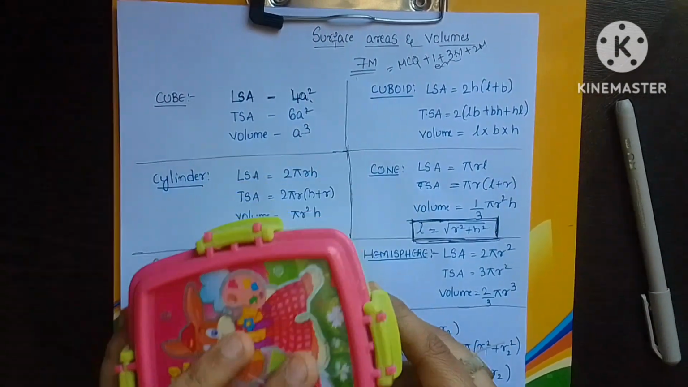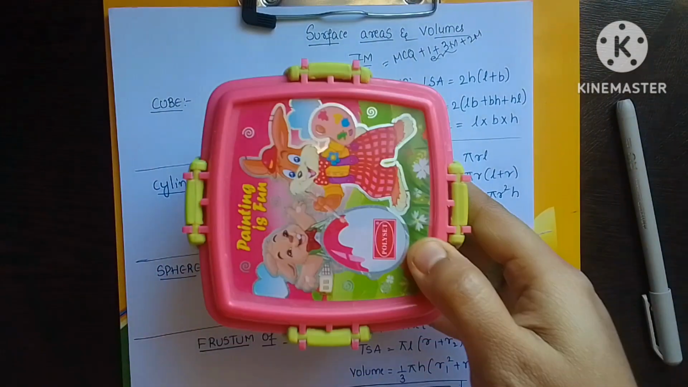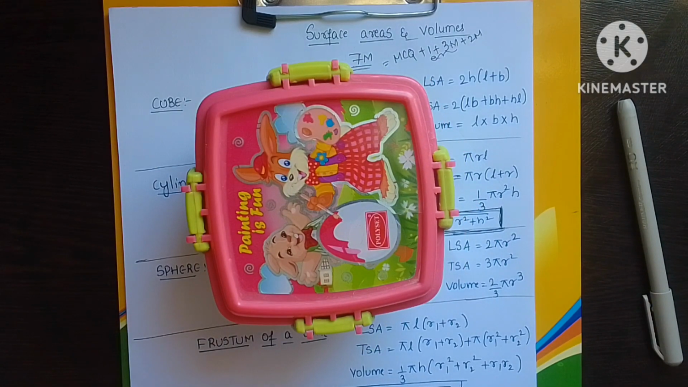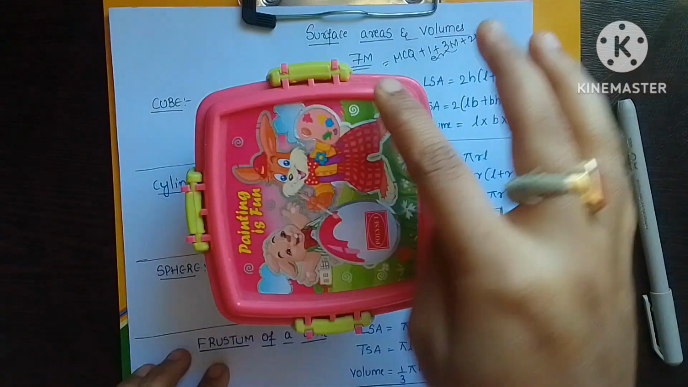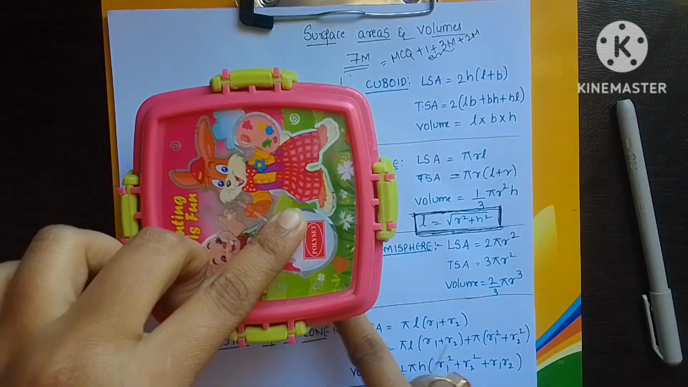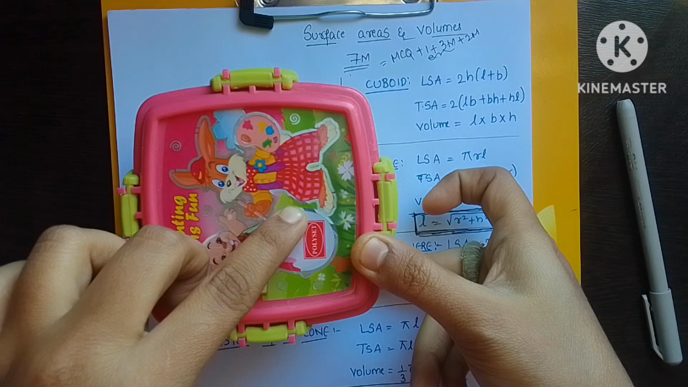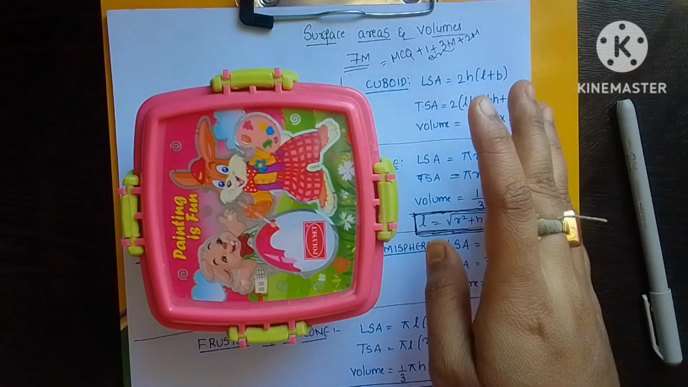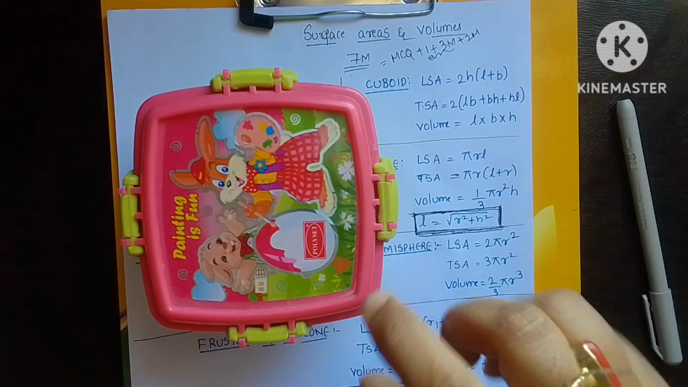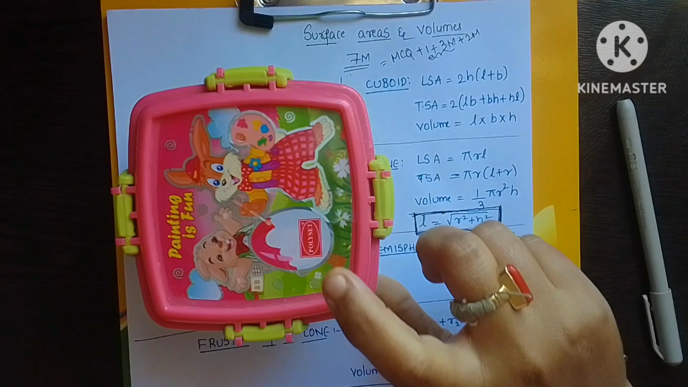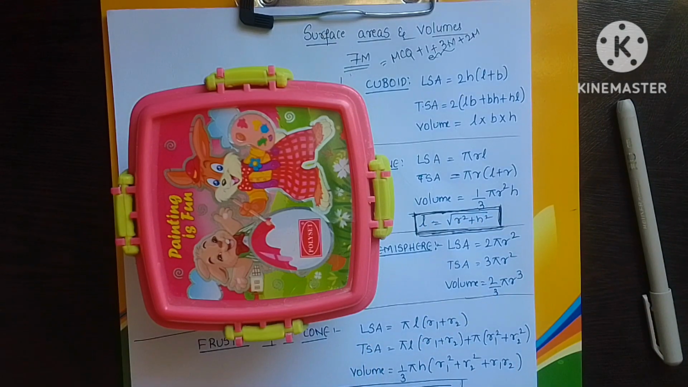Volume means how much space it is occupying. See, if I keep the box like this, tell me how much space it is occupying. Length, this one length, breadth, this one, and height. So length, breadth and height. For the cube, every side is the same. So a into a into a, length a, breadth a and height a. So a cube we will get.